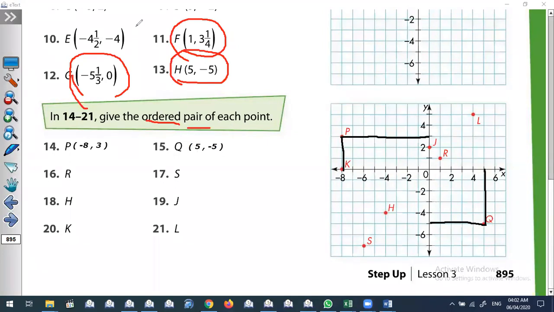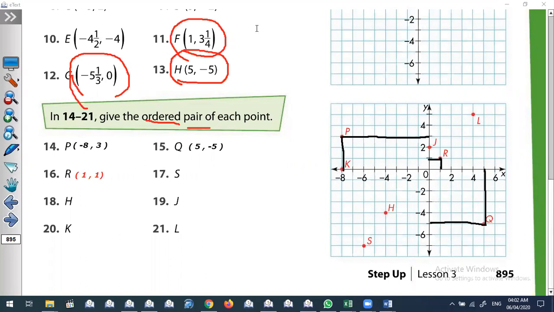The next one, R. Let's find R. R here. Meet x first. R is 1 on x and 1 on y. So R is 1 and 1.